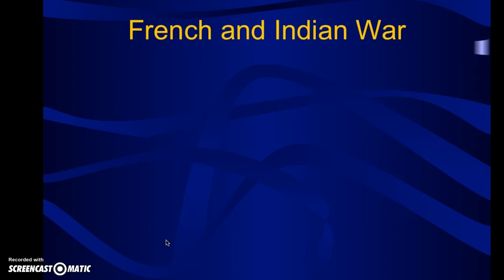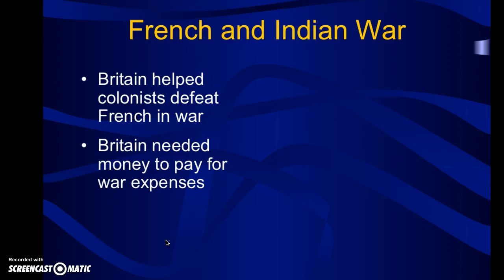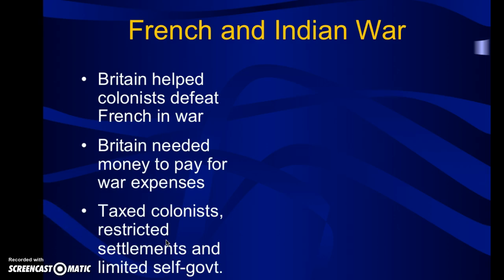The French and Indian War. Britain helped colonists defeat French in the war. Britain needed money to pay for war expenses. British tax colonists on restrictions and settlement and limited self-government. So Britain did not allow the colonists to do much after the French and Indian War.